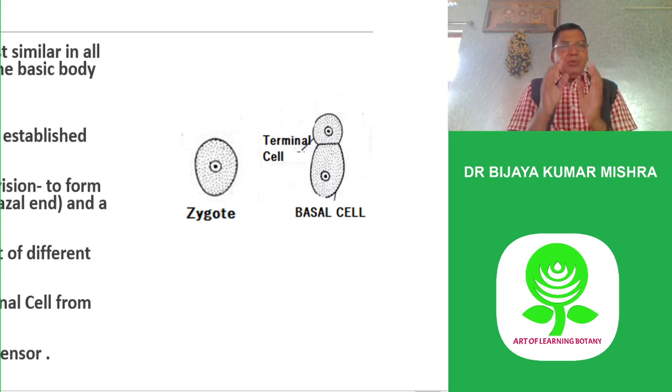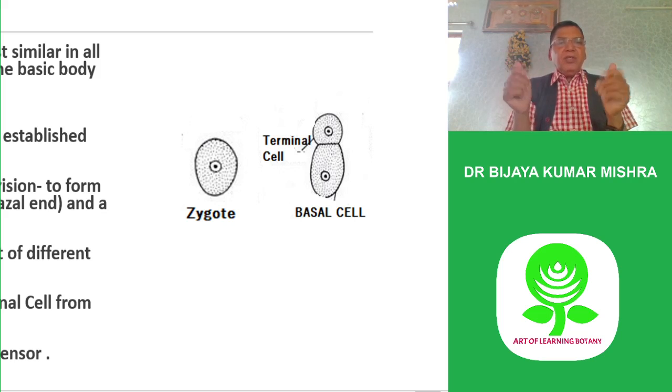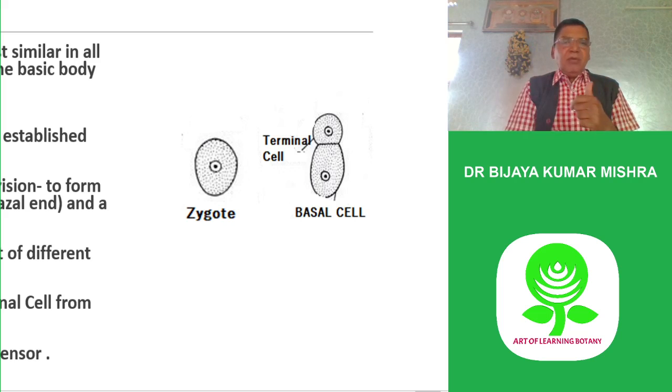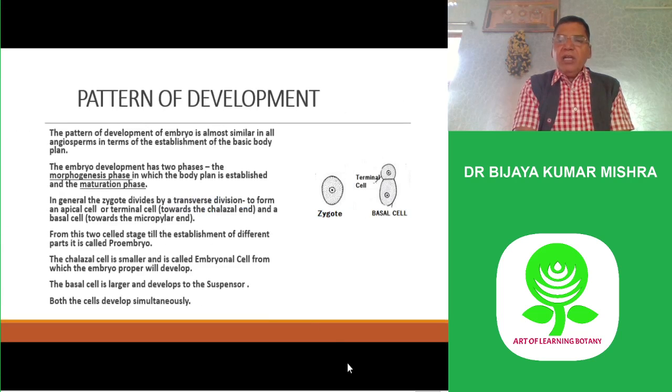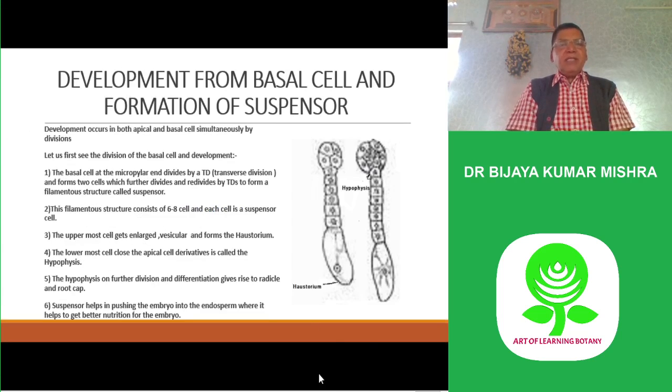Now, these two cells develop simultaneously. Both the apical cell or the terminal cell and the basal cell develop simultaneously. This will develop and that will develop. So they are dividing together. It is not that the terminal cell develops fast or the basal cell develops fast. They divide together, simultaneous development, synchronized development, right? Now, coming to the next slide, we will see the development of the basal cell first.